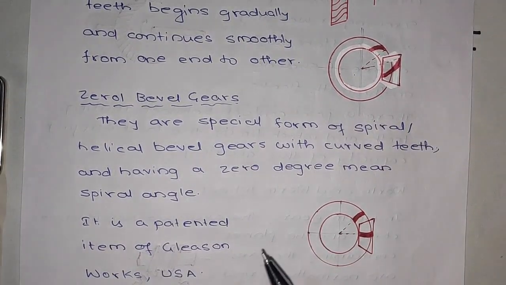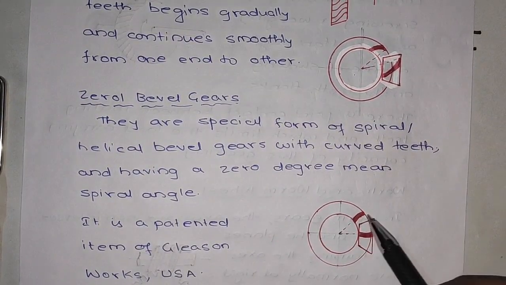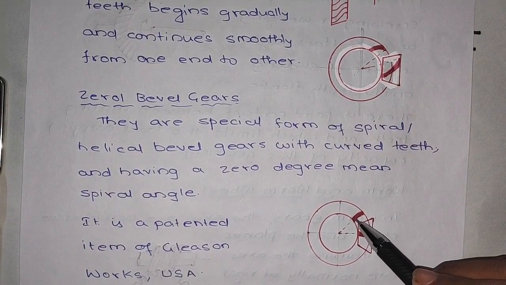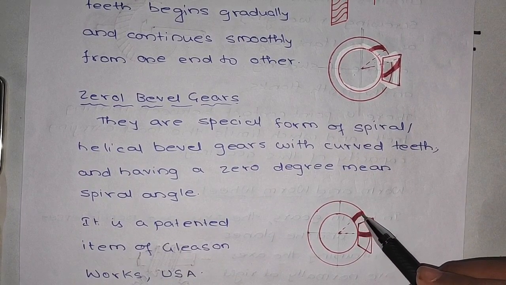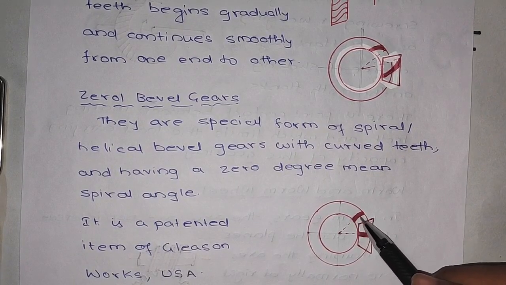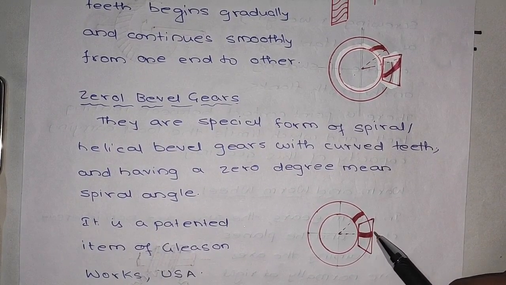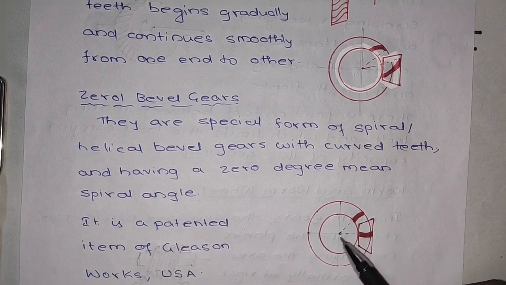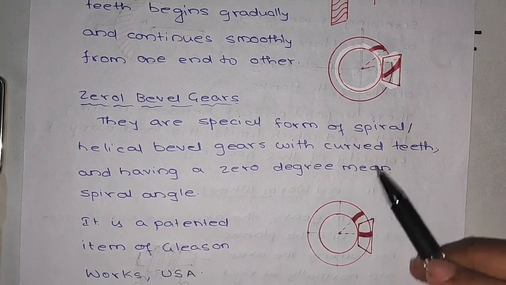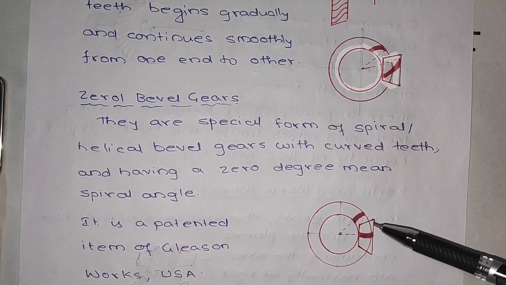They are special forms of spiral or helical bevel gears with curved teeth and having a 0 degree mean spiral angle. That is, there is some inclination with respect to this line over here, but again when it comes to an end, it will come and meet this line which comes from the center. So here the mean angle will be 0 degrees with the axis. The same will be on the gear wheel or on the pinion on the horizontal, and this will be the teeth arrangement on the vertical axis. This modification, compared to this type of inclination of the teeth, is called Zerol bevel gears.